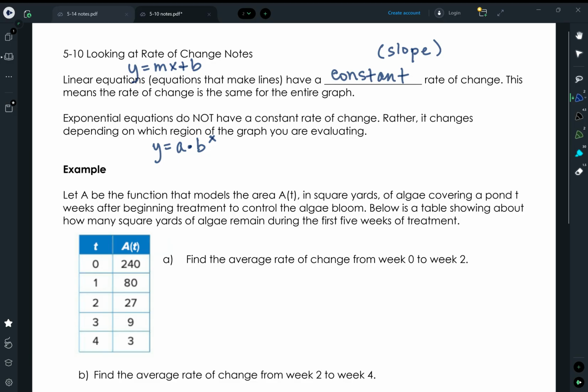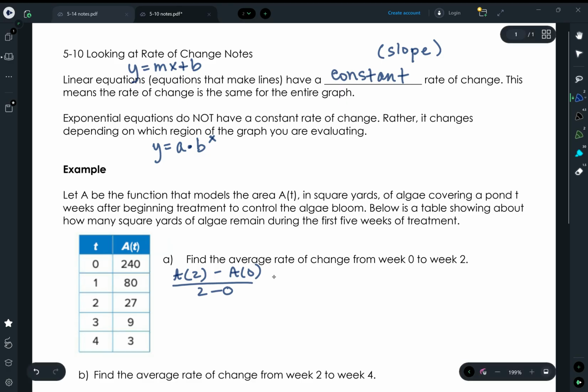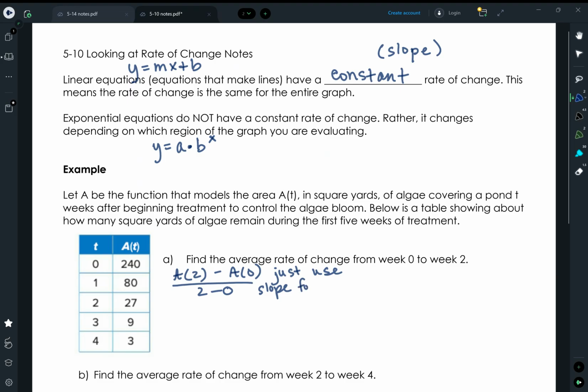So when we did rate of change, we said, well, you're evaluating your function at 2 minus your function at 0 all over 2 minus 0. That's the way we did it in the last chapter. But if you recall, we really talked about how this is just a slope formula. So we could just use our slope formula that we're already really good at.